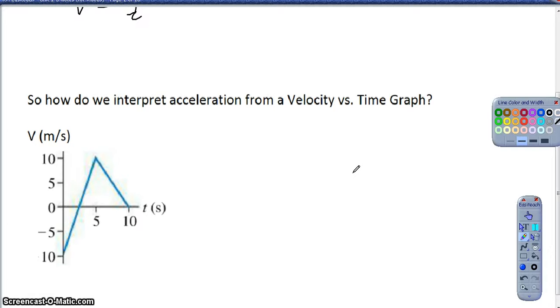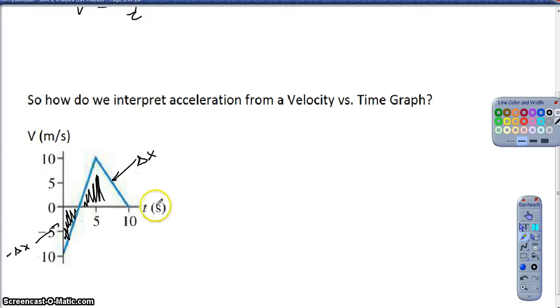So how do we interpret, let's just go back to the basics. How do we interpret the acceleration from a velocity versus time graph? Well, last section, we just saw that anytime I find the area underneath the curve, that would represent the displacement. So that would represent positive displacement. This would be negative displacement. We know that to do that mathematically, we do the integral.